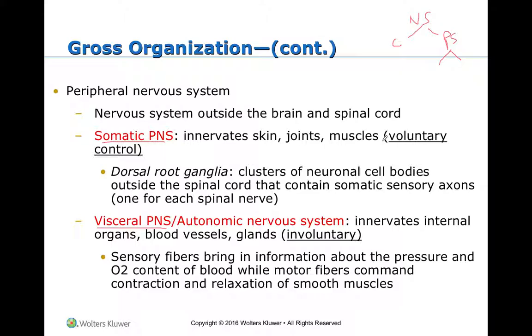So this is innervating skin, joints, muscles. We're able to move and react and bring in sensory information, particularly in the form of touch, into our nervous system for processing. So these are in the dorsal root ganglia.